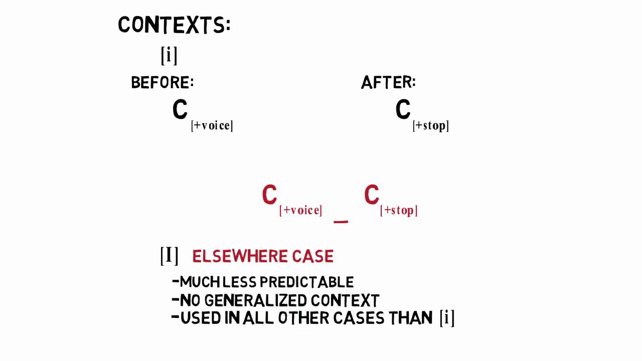When we say that I is elsewhere, we are saying that I occurs in all of the cases that E does not. At least for that particular phoneme. Obviously there's other sounds in the language.